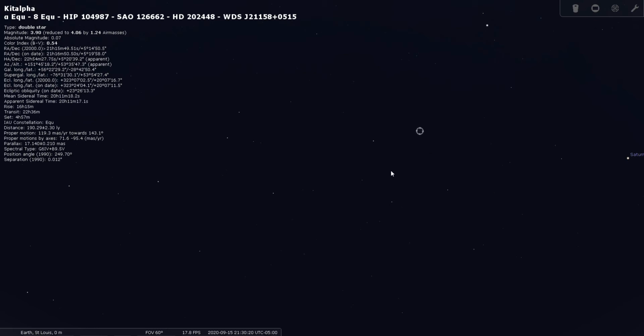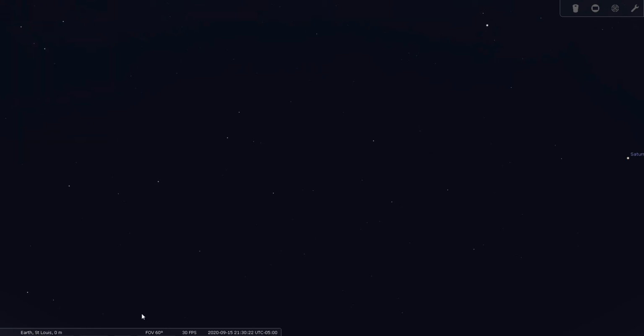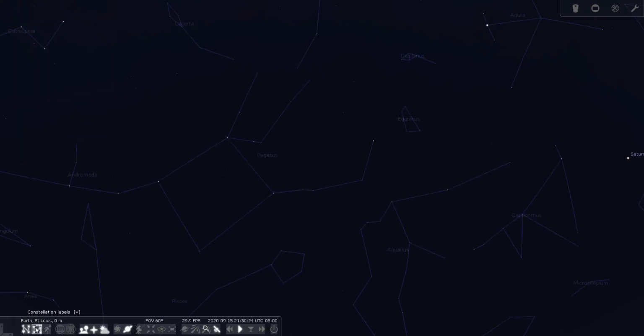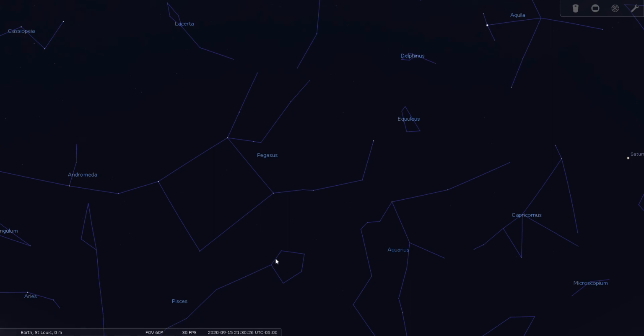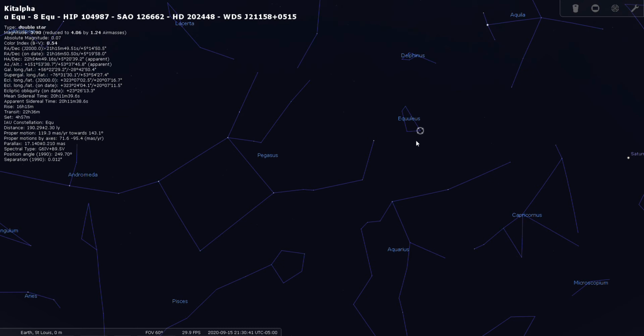So let's look at the constellation lines. Okay, and you can see here's the Great Square, and here's Enif in Pegasus right here, Epsilon Pegasi. And then as you keep going, you come to this star. This is the alpha star in Equuleus, Alpha Equuli, or Kitalpha. And Equuleus is just this little part of the sky here.